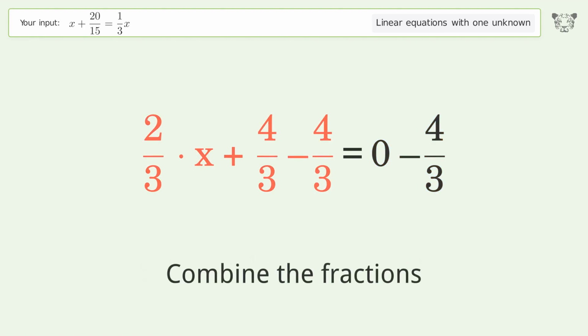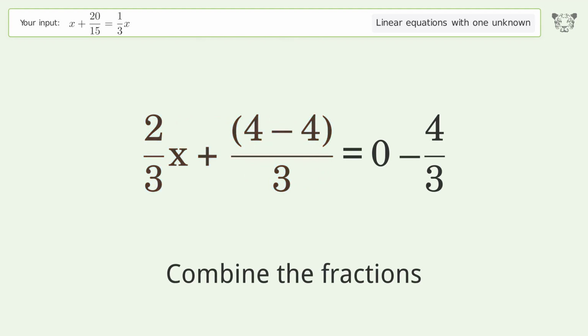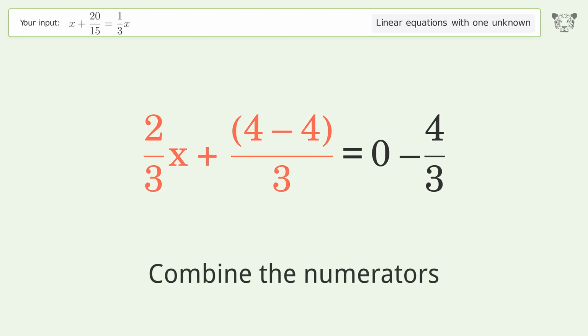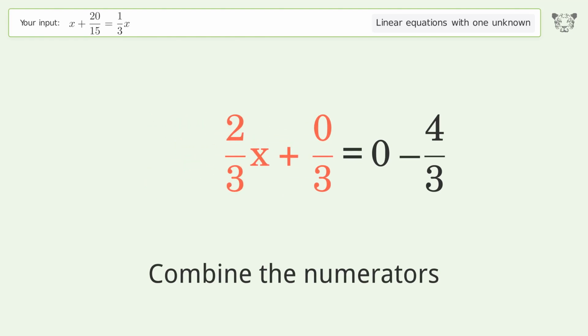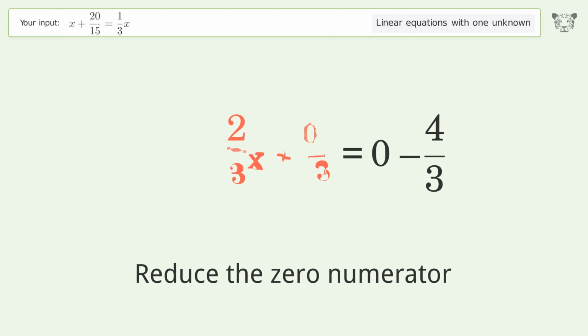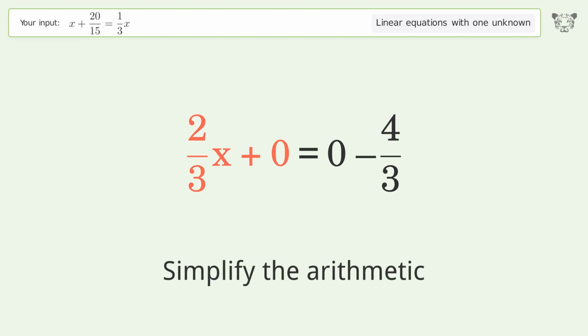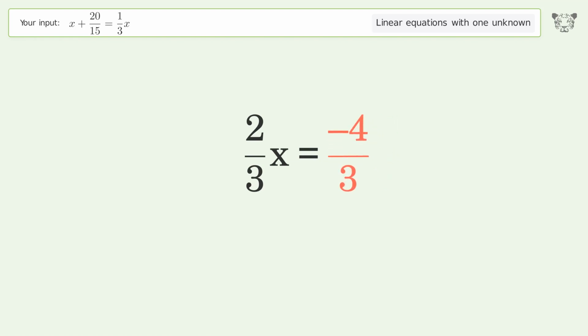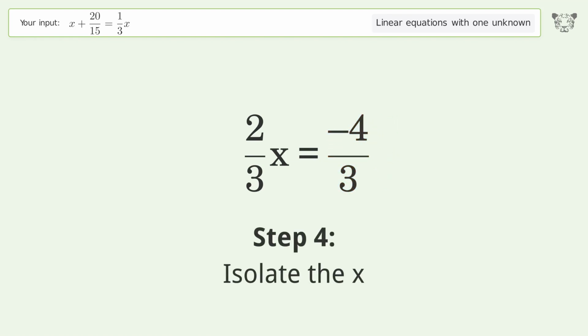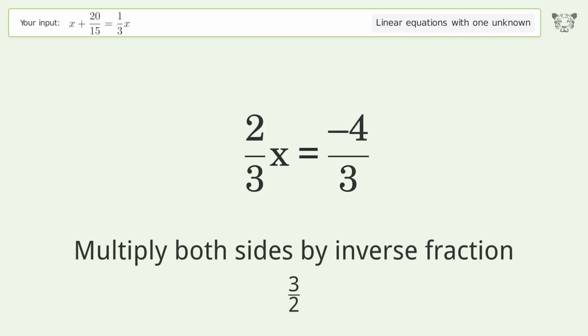Combine the fractions. Combine the numerators. Reduce the zero numerator. Simplify the arithmetic. Isolate the x. Multiply both sides by inverse fraction 3/2.